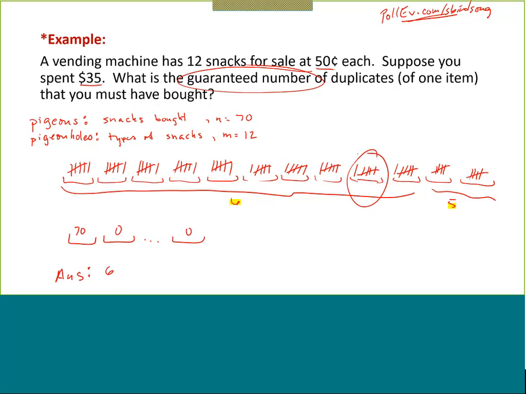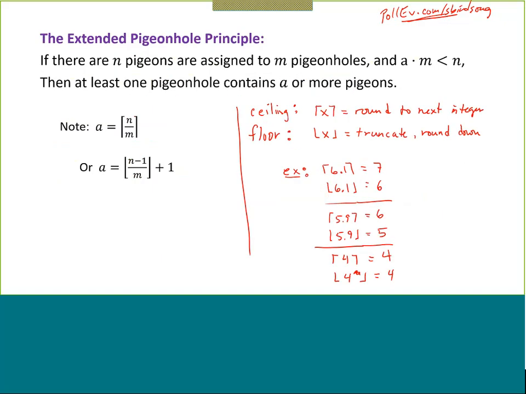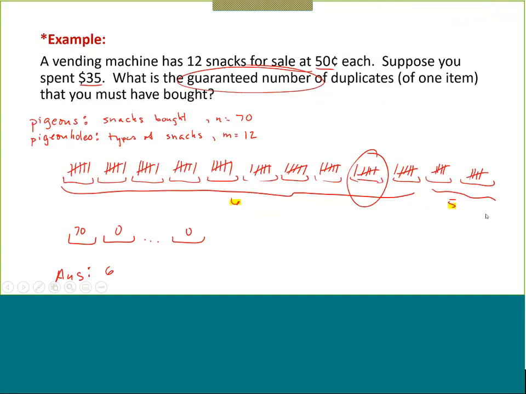Okay? Now, can you also find it another way? Sure. Let me go back to show you the formula. You are looking for at least one pigeonhole that contains A or more pigeons, where A is, and I'm going to use the easier formula, N divided by M, and you take the ceiling. Well, N was 70, M was 12, so you have to figure out what 70 divided by 12 is.